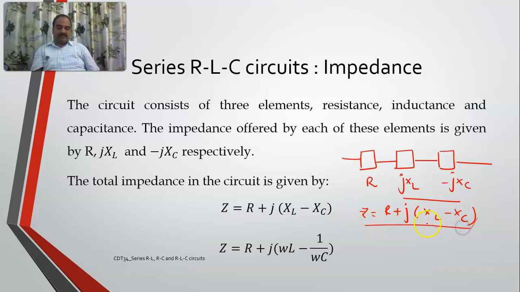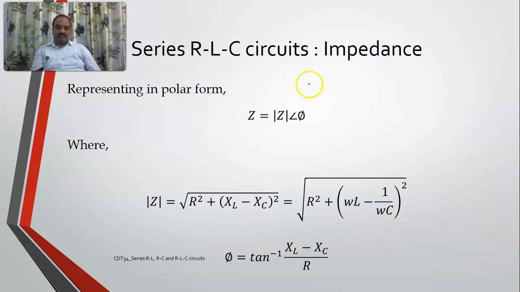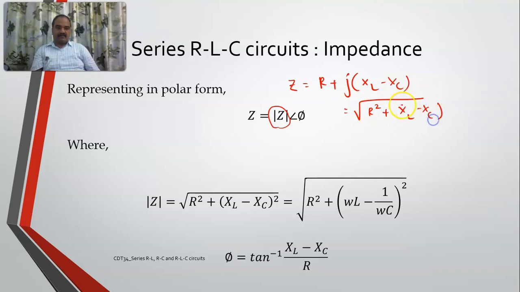Now if I substitute the XL value, which is nothing but omega L, and XC, which is nothing but 1 by omega C, this is my representation in rectangular form for an impedance. Now what is the polar representation of this impedance? See, Z is equal to R plus j, and this entire part is the imaginary part. If I want only the magnitude, it is the square root of R square plus XL minus XC whole square. Isn't it?